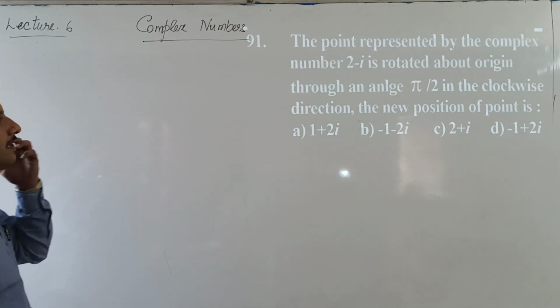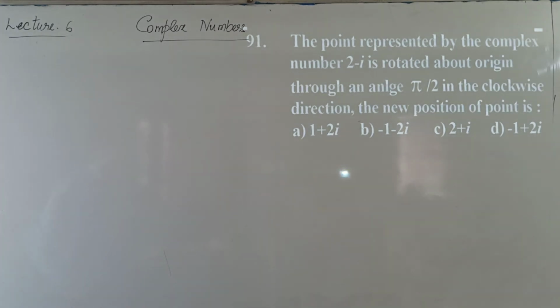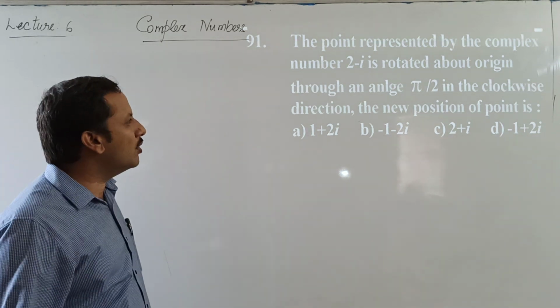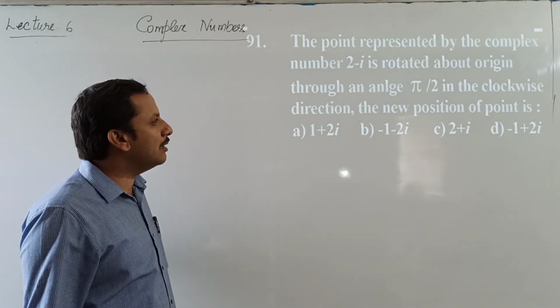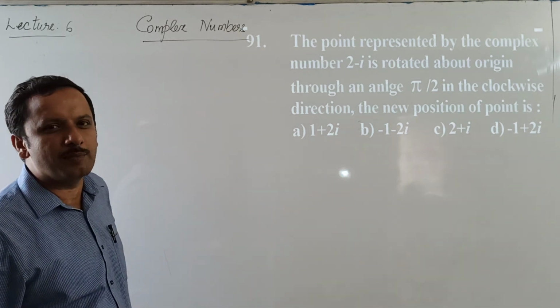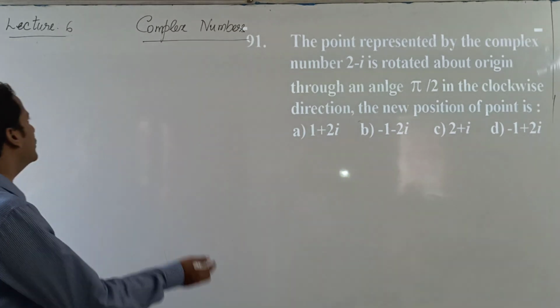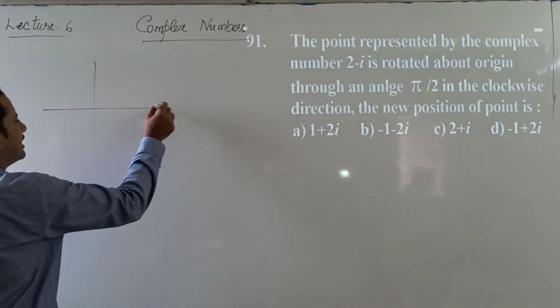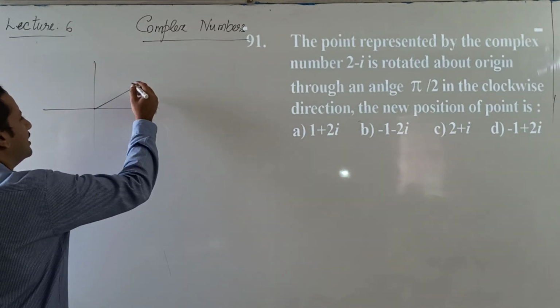Okay, so look at question 91 here. The point represented by a complex number 2 minus i is rotated about origin through an angle pi by 2 in the clockwise direction. The new position of the point is. Okay. So one small concept which I had already explained in the last class, still I prefer to explain it again.